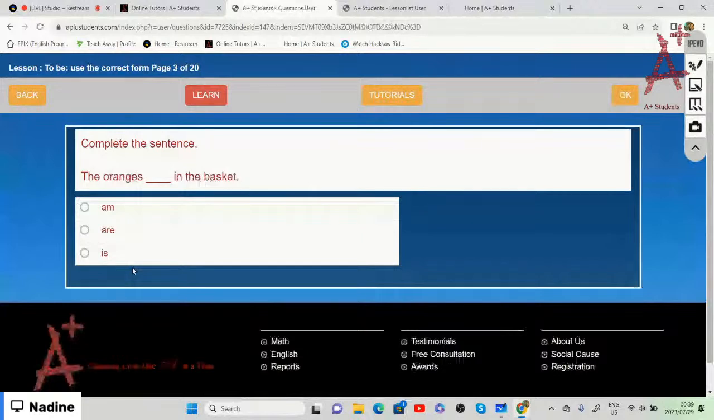The oranges in the basket. Is it the oranges am, the oranges are, or the oranges is in the basket? So we're going to say oranges are. And the reason why we choose are is because of the oranges. Oranges refers to more than one.